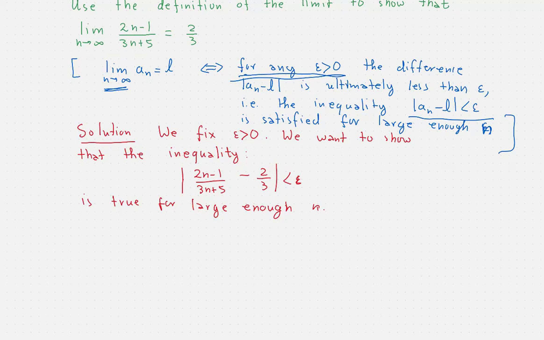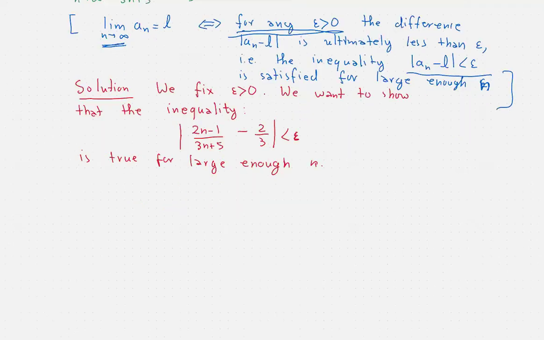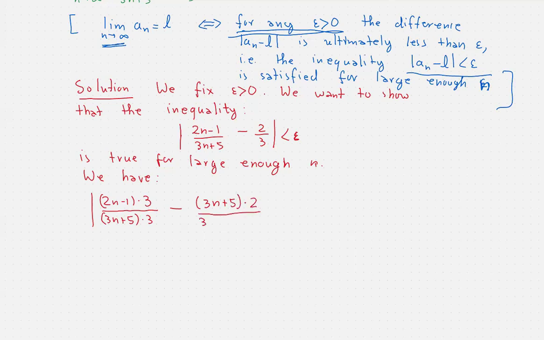So the first step that we need to do here is to clear denominators. So we will do 2n - 1, we multiply by the denominator of the other fraction, which is 3, and we have (3n + 5) times 3, and we do this for the second fraction. So we multiply by (3n + 5) times 2 over (3n + 5) times 3. And now you can see that we have exactly the same denominator.